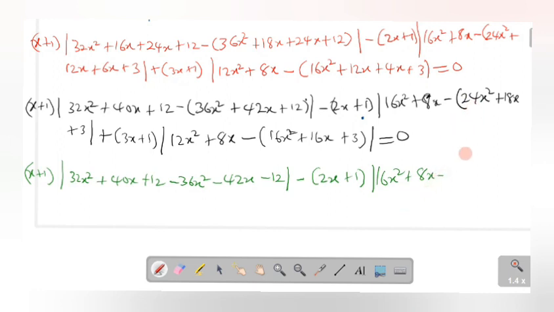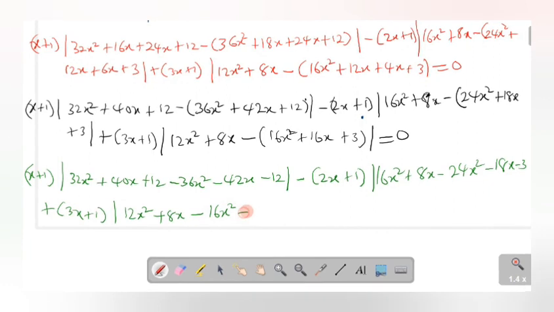Minus 24x squared minus 18x, then minus 3, then we'll come to this place, plus 3x plus 1, close the bracket, we'll have 12x squared plus 8x minus, we'll use this minus to walk through this, so we'll have minus 16x squared minus 16x, then minus 3, close it, everything is equal to 0.